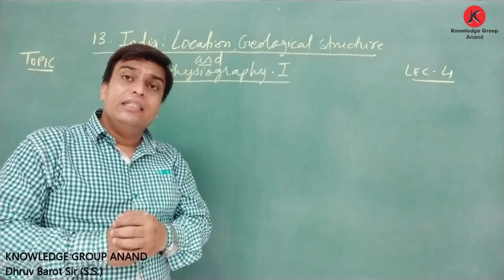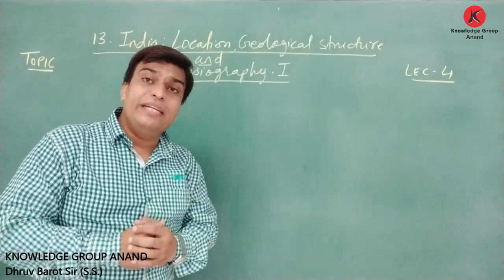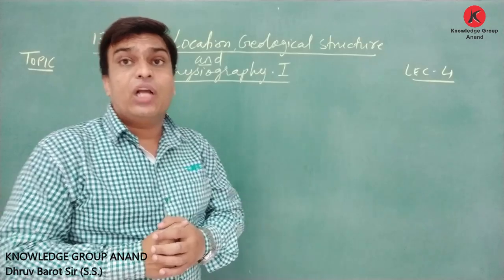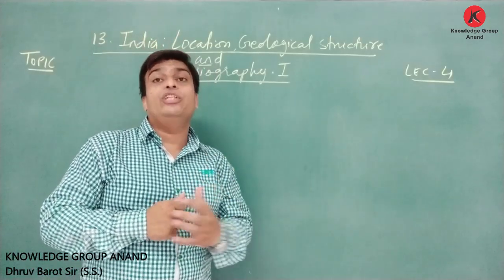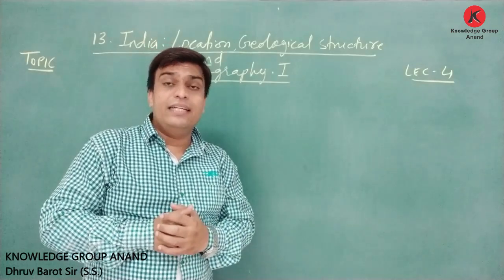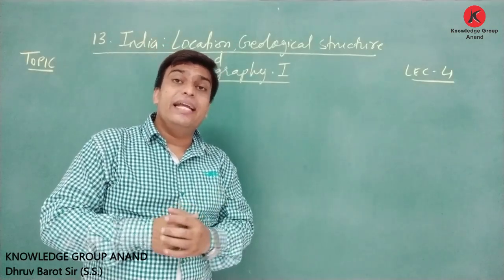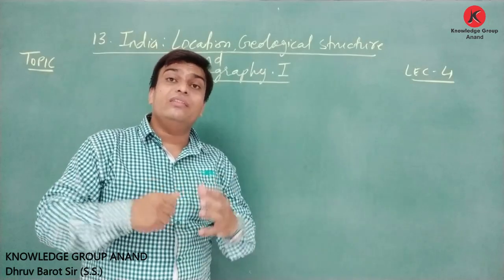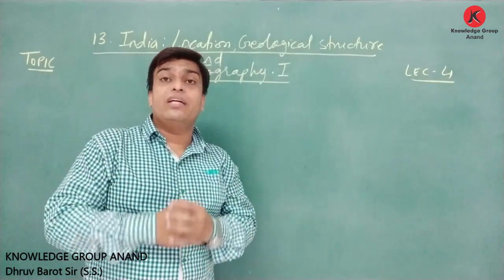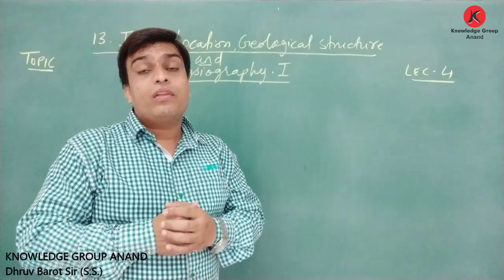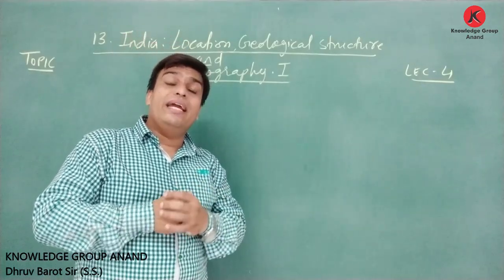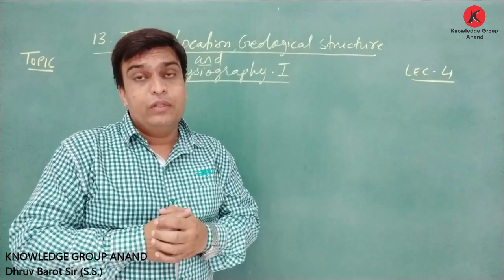Friends, we discussed that the south part of India, which is covered by water on three sides, is known as a peninsula. The area that is covered by water on three sides is known as a peninsula, and because it is a plateau region, it is known as the peninsular plateau.